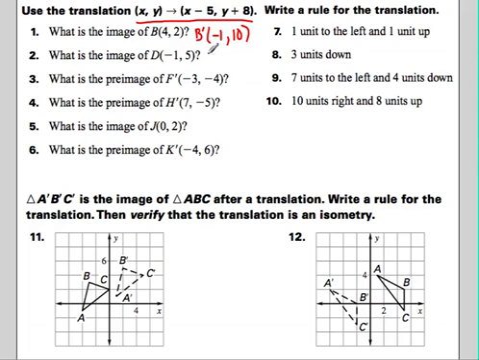Similarly in D, we'll call this D prime. We're transforming into D prime. So -1 minus 5 would give us -6. 5 plus 8 would just give us 13.